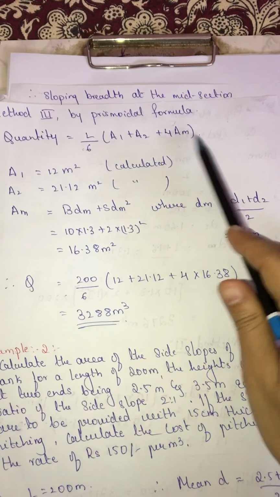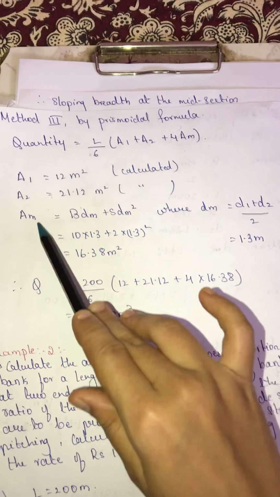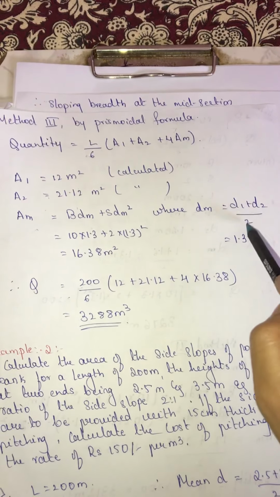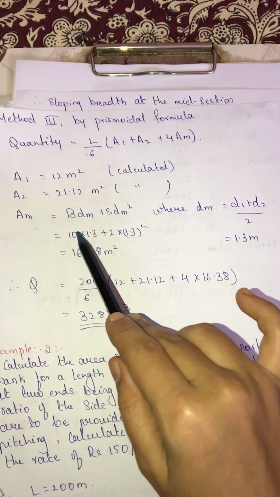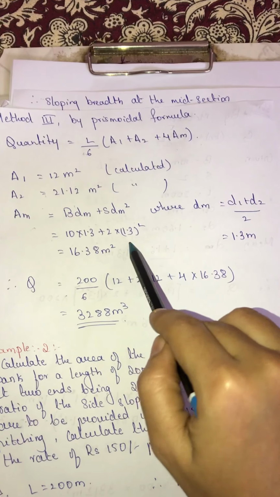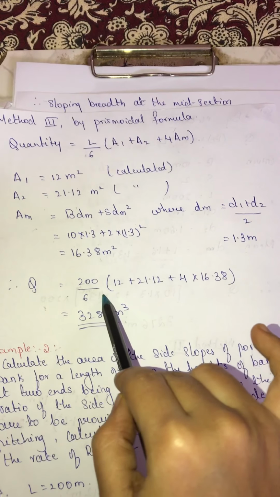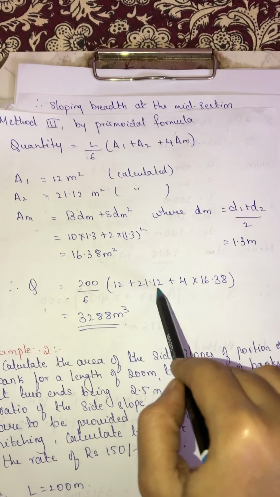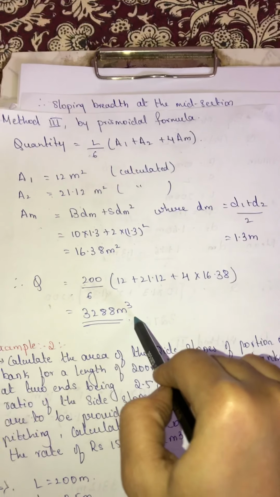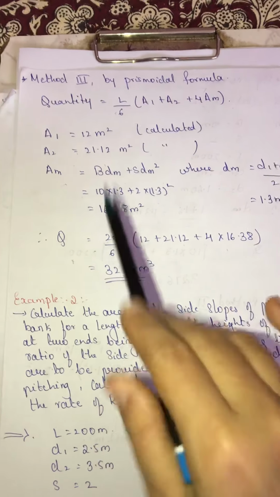Now moving on to the next method, the prismoidal formula, which says L by 6 into (A1 plus A2 plus 4AM). We have calculated A1 and A2, that is 12 meter square and 21.12. Then AM will be calculated considering mean depth, D1 plus D2 divided by 2, that is 1.3. So it will be BDM plus SDM square, 10 into 1.3 plus 2 into 1.3 square, that will be 16.38. Substituting the values, Q is equal to 200 by 6, that is L by 6, times (A1 plus A2 plus 4AM), we get 3288 meter cube. You can see that there is not much difference between the three methods, and the value from the prismoidal method is considered to be more accurate.